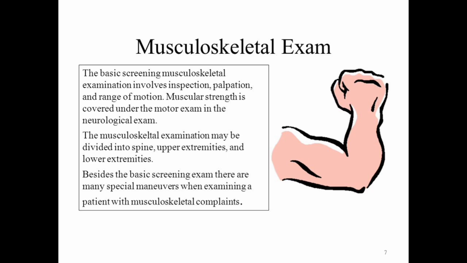Now as you know, there are some special maneuvers which are known as provocative tests, and basically these are done to rule in or rule out whether the patient has a certain musculoskeletal condition. For example, if the patient has sustained an ACL tear, we are going to perform the anterior drawer test for that. Or if the patient has CTS, we will perform the Phalen test, or different tests for different conditions.